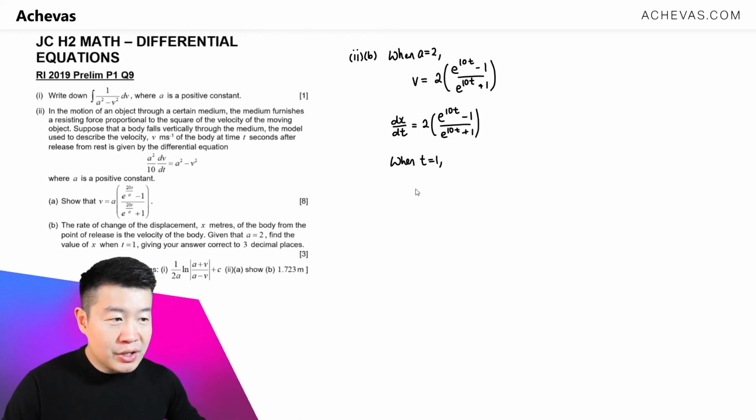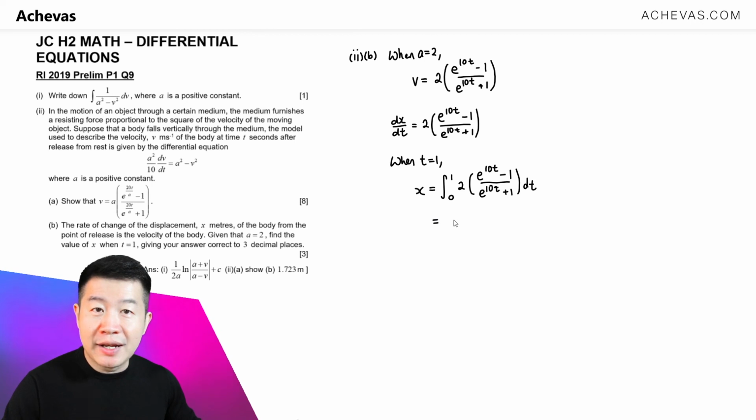So by doing an integration, when t is equal to 1, we will be able to find x by integrating it from 0 all the way until 1 of this. So it is going to be the integral of 2 (e to the power of 10t minus 1) divided by (e to the power of 10t plus 1) dt. And pressing this into the calculator will get us our answer, and it is going to be equal to 1.723 meters.